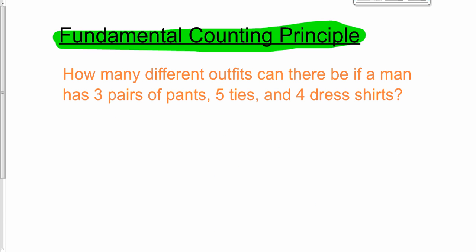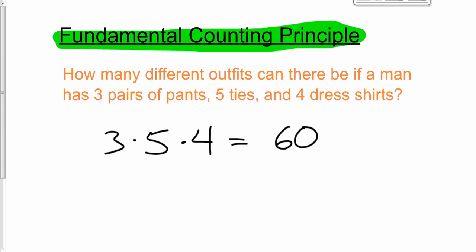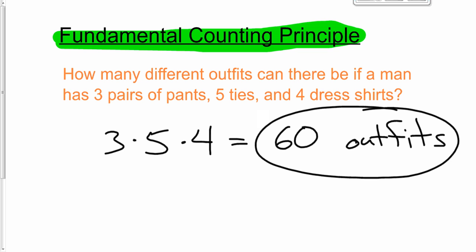The fundamental counting principle is basically just saying, if you have so many different options, for instance, with an outfit, let's look at this example. How many different outfits can there be if a man has 3 pairs of pants, 5 ties, and 4 dress shirts? You could go through and make this very complex if you wanted to. And you can do a tree diagram if you want, but if he has 3 pairs of pants and 5 ties and 4 dress shirts, the fundamental counting principle says I can just multiply all of these together, and I've got 60 different outfits that I can get from that. Don't believe me? Go ahead and make a tree diagram and prove it. But that's what the fundamental counting principle says. With all the different options, you can just multiply them all together, and you should be able to get all the different outputs. It helps you get that sample space.